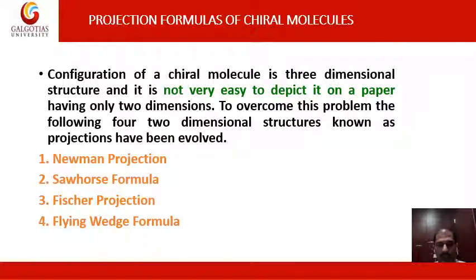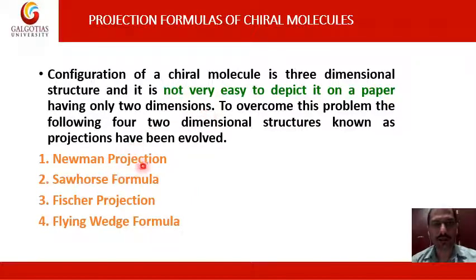Now coming to the various projection formulas of chiral molecules. A chiral molecule, as you all know, has a center of carbon associated with different atoms. The configuration of a chiral molecule is three-dimensional, and it is not easy to depict it on paper having only two dimensions. To overcome this problem, the following four two-dimensional structures known as projections have evolved: Newman projection, Sawhorse, Fischer projection, and flying wedge formula.